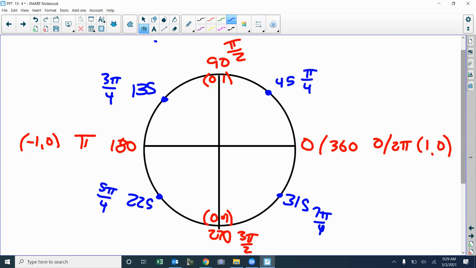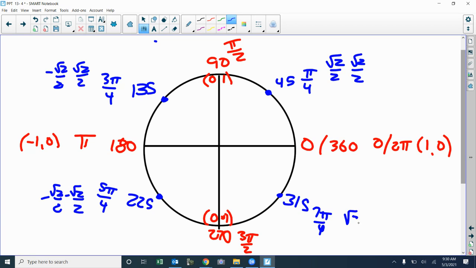This is our 45, so we're always going to end up with the square root of 2 over 2, square root of 2 over 2. Quadrant over here is going to be negative square root of 2 over 2, positive square root of 2 over 2. Down here, both negatives. Finish up over here, your x is positive square root of 2 over 2, and your y is negative.